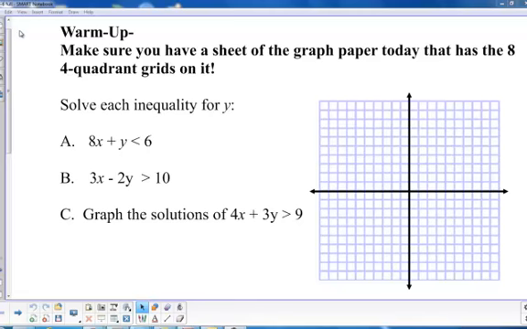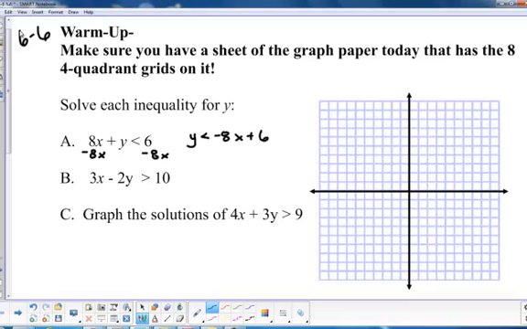Alright, welcome back. We're going to be finishing up Chapter 6, Section 6 today on graphing systems of inequalities. So we'll do a quick review of how to graph a basic inequality. In letter A, before you graph, I find it easiest to solve for y. So we have y is less than negative 8x plus 6. So now I'm thinking of the equation y equals negative 8x plus 6.